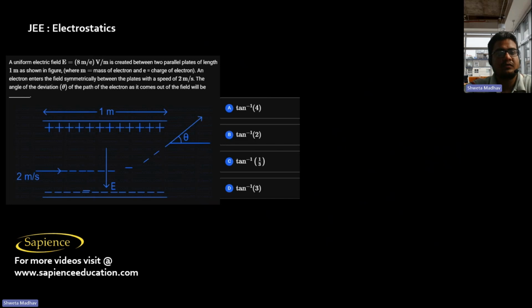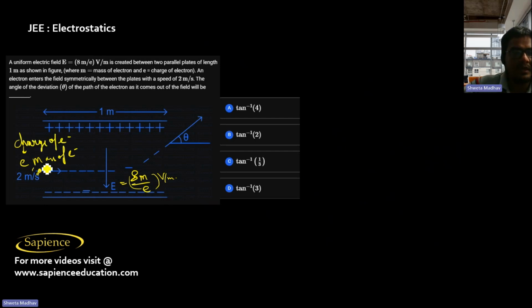Here it is told a uniform electric field E, which is equal to 8m by e volt per meter, is created between two parallel plates of length 1 meter as shown in the figure, where m is the mass of the electron and e is the charge of the electron.